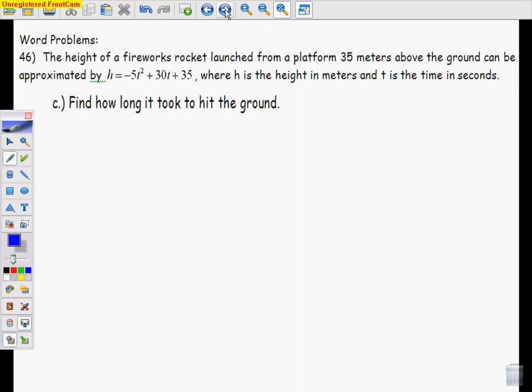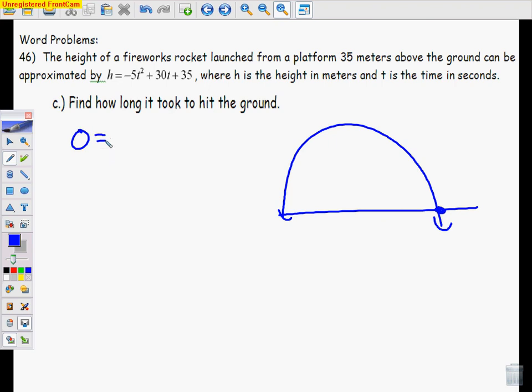Now, there's another part to this problem, part C. Find how long it took for the rocket to hit the ground. So we have this parabola. Once again, I'm just going to draw this parabola. And it hits the ground. So the height, therefore, we want it to be 0. So let's plug in 0 for that. 0 equals -5t squared plus 30t plus 35.